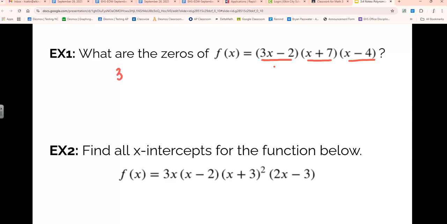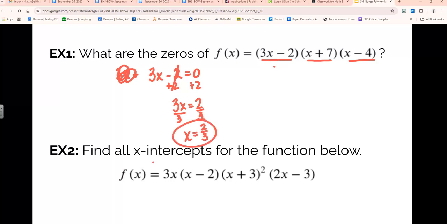So you could say 3x minus 2 equals 0. Well, to solve that, you just add 2 to both sides. 3x would equal 2. And then you could divide by that 3. So x equals 2/3 is one of the zeros.